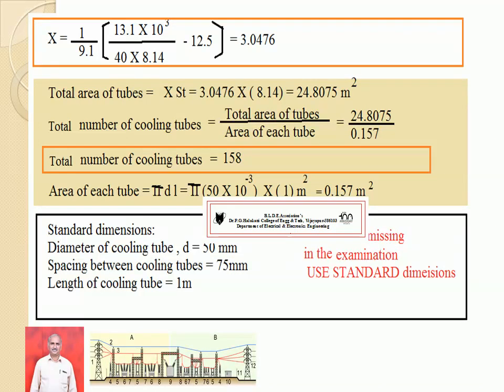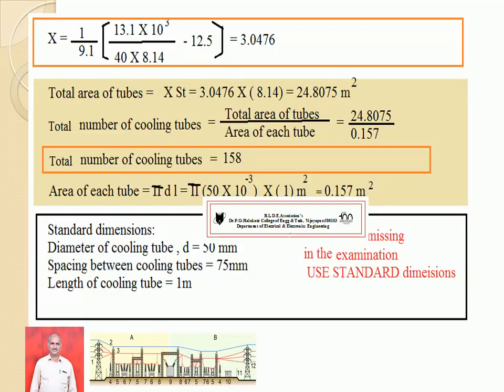You substitute all the values. Theta, 40 degrees centigrade, is given. ST 8.14. Total watts 13.1 into 10 to the power of 3. Substitute all the values and calculate the value of x. Once x comes, 50% of your problem is complete. So next is the total area of tubes. Total area of tubes equals x times ST. So we get this value around 24.8 meter square.